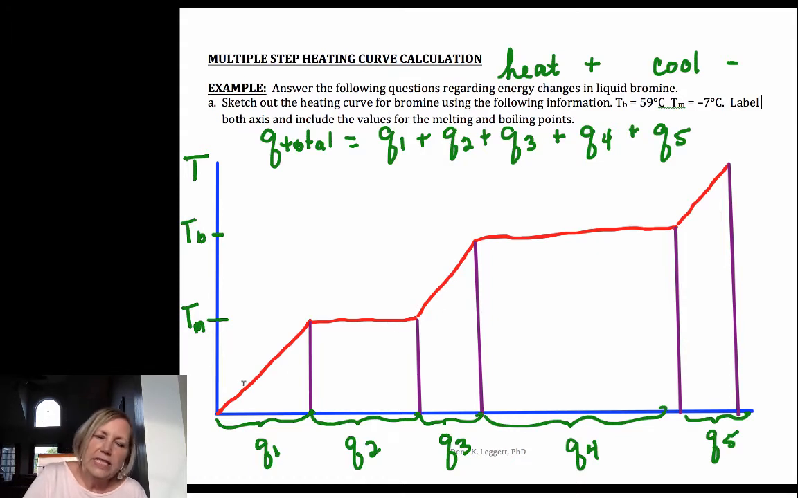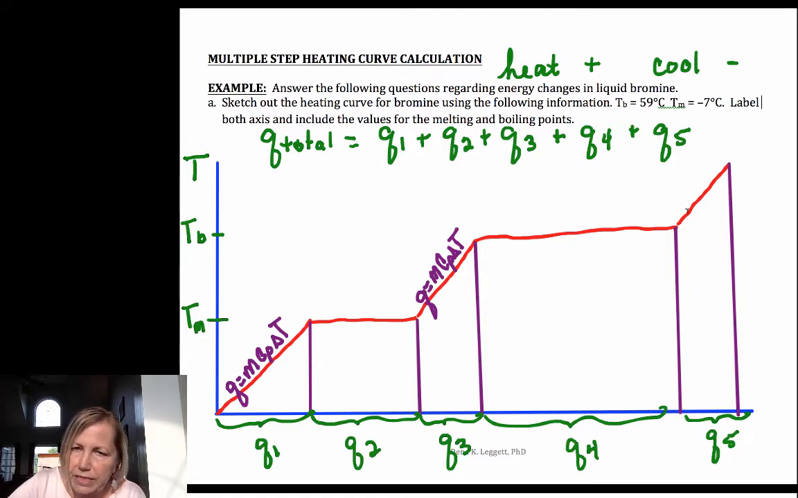Now, if there's a temperature change, the formula that you use is Q is equal to the mass times the specific heat capacity times the change in temperature. So every time there's a temperature change, you use the same formula. Now the values you plug in, your heat capacity, your changes in temperature would be different, but the process would be the same.